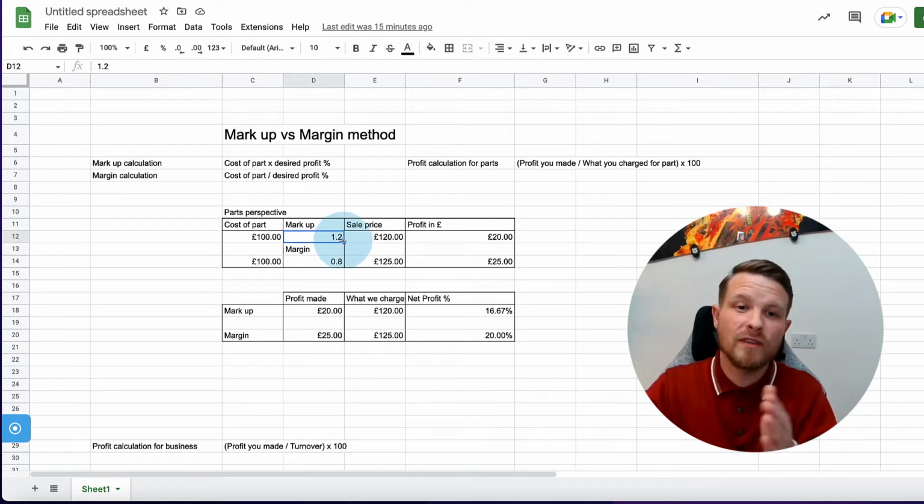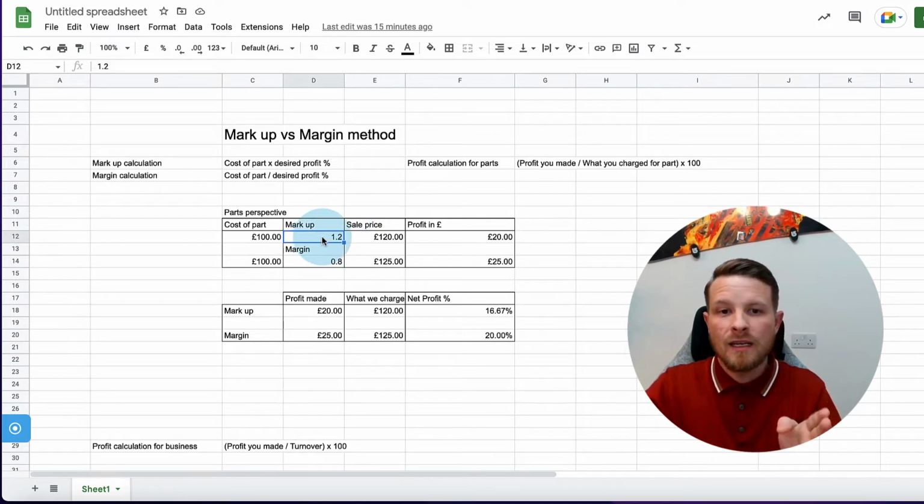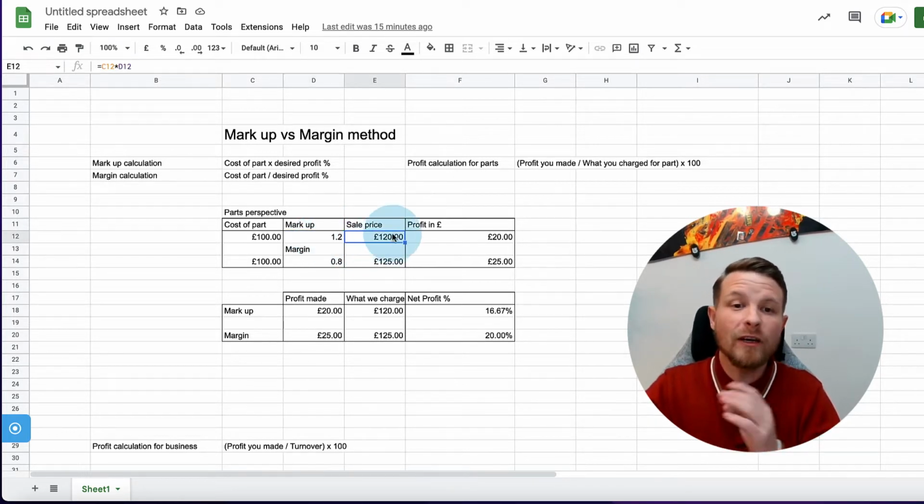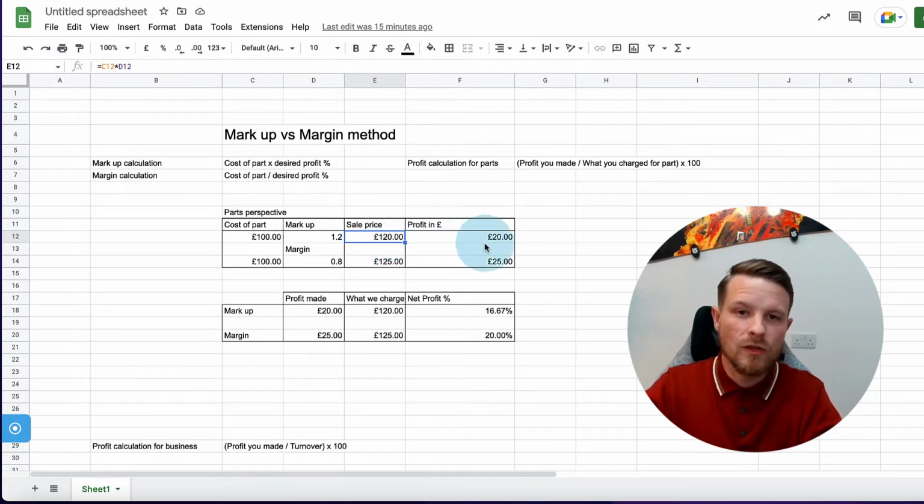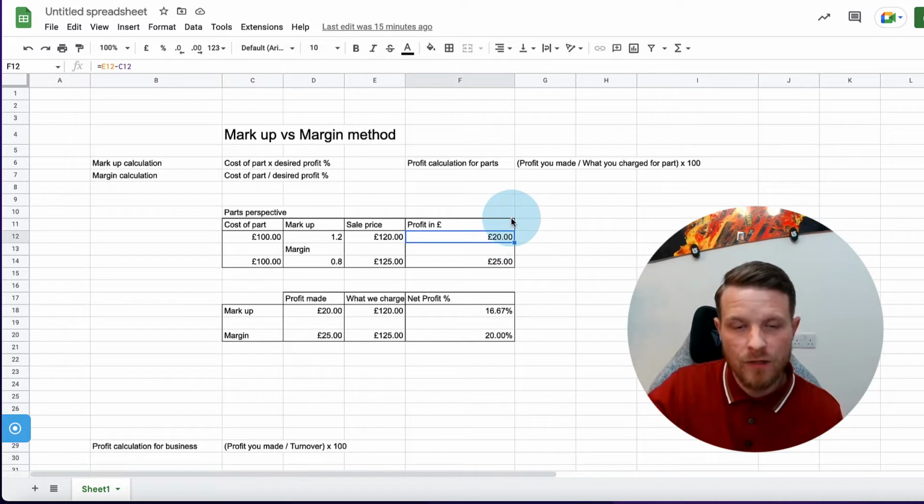So the 2 obviously is the 20%. Timesing that by 1.2 gives a sale price of £120. So there's a profit of 20 quid. So in their head, they made 20% profit.